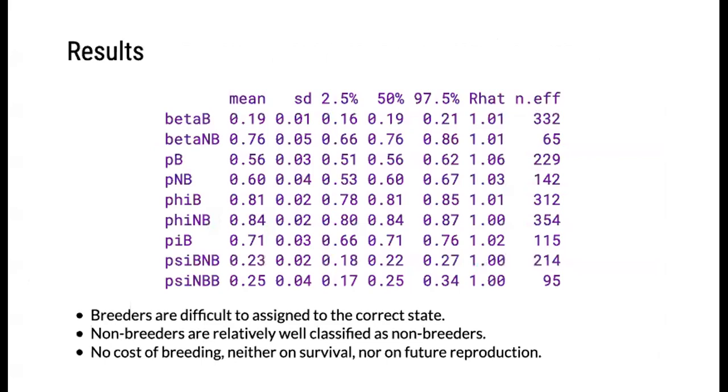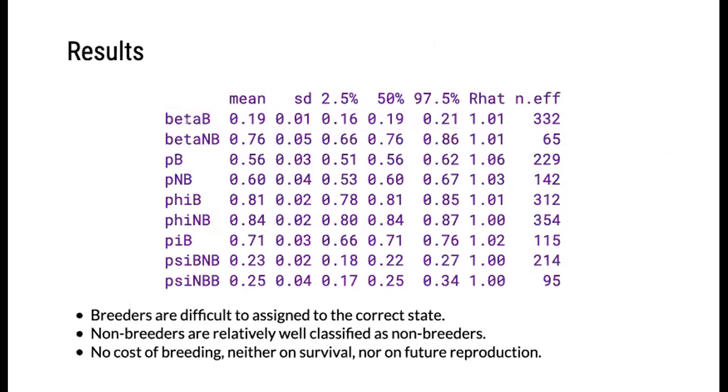So if you do that in Nimble, you get these results. Let's have a look at the results. Again, in columns, we have the numerical summaries, posterior mean, posterior standard deviation. Then we have a lower bound and the upper bound of the 95% credible interval here and here. The 50% here is the posterior median. We have the R hat and the effective sample size. The effective sample size is a bit low for some parameters. We might need to run that a bit longer. That's okay, for illustration purposes it will do the job.